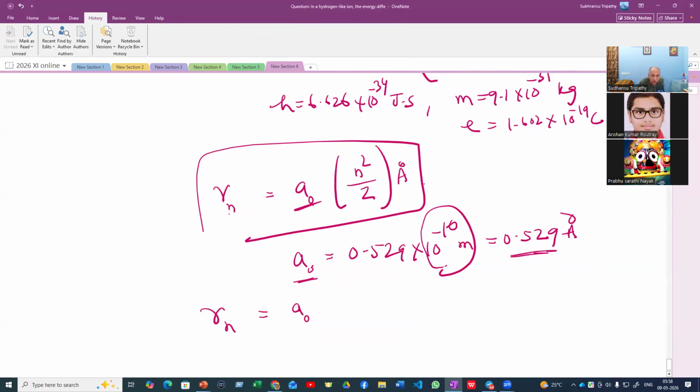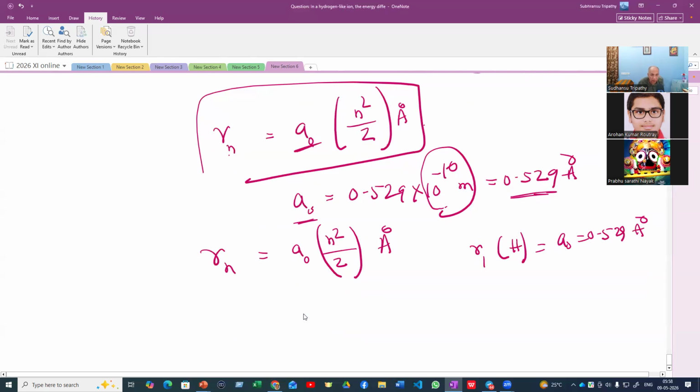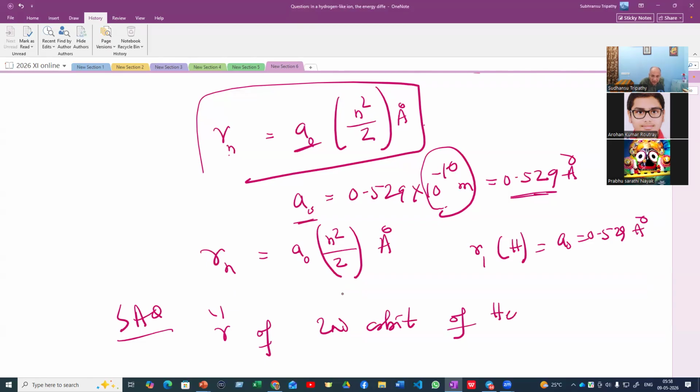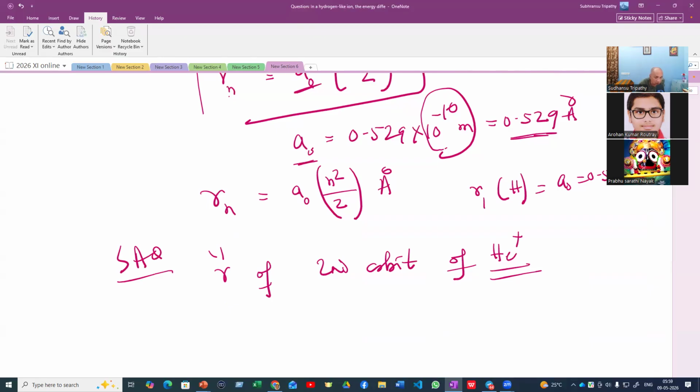Supposing I ask you, what is the radius of the first Bohr's orbit of hydrogen atom? So this will be 1, this will be 1. It is simply a naught, 0.529 angstrom. Supposing we solve a problem here at the last: find the radius of the second orbit of He plus. He plus, Li2 plus, they belong to this fraternity, one-electron species.